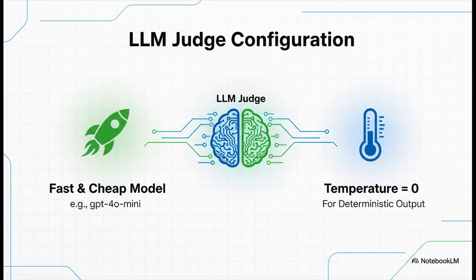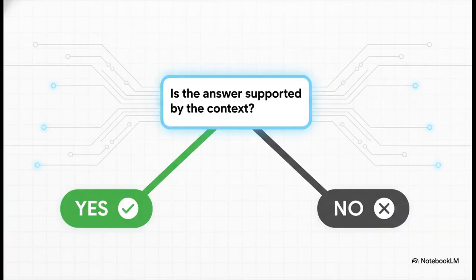No creativity allowed. And the heart of this whole thing is this super direct prompt. I mean, there's just no room for misinterpretation, right? It asks for a dead simple binary output. Is the answer fully supported by the context? Yes or no? That's it.